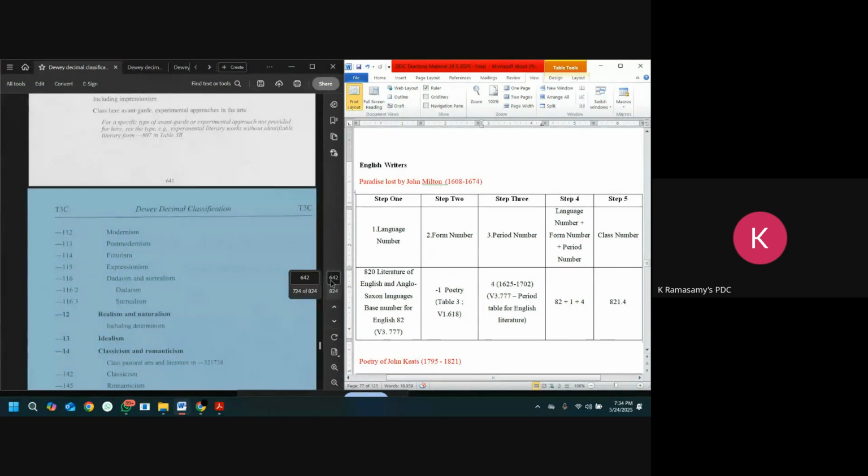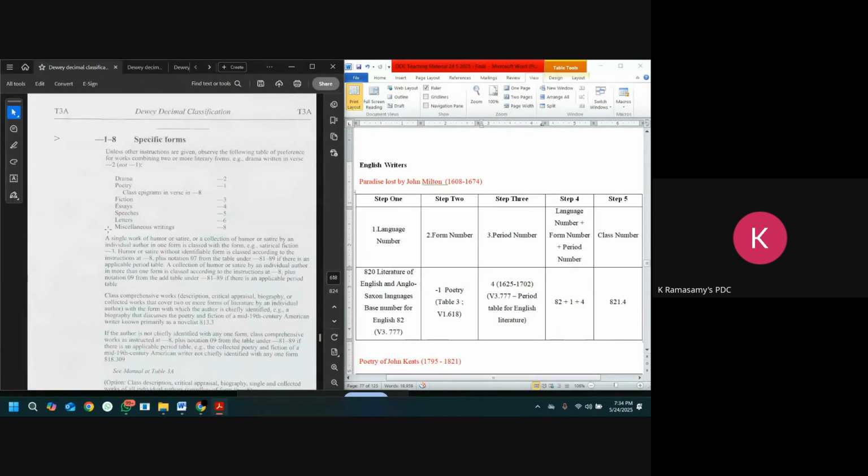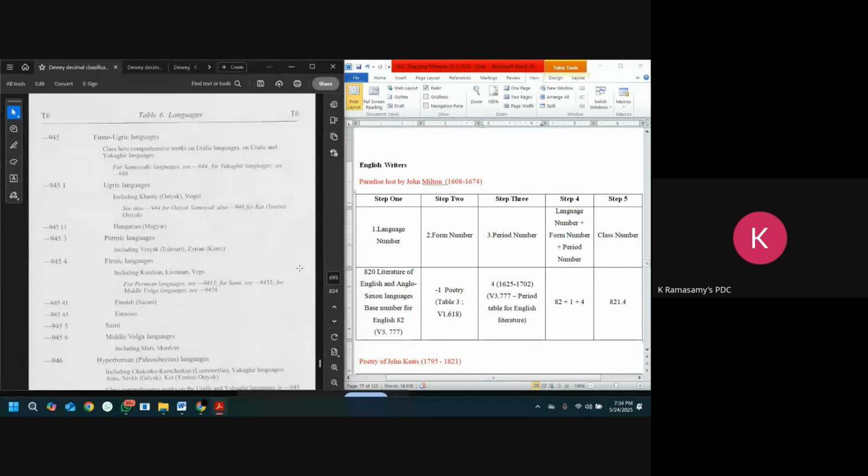For example, I'll show you where I got this poetry number. I took it from this particular place, table 3A. In table 3A, what is the number for poetry? 1. This is where the 1 has come from. What about the period? I have taken this period number from another place. For example, I have taken it from here.